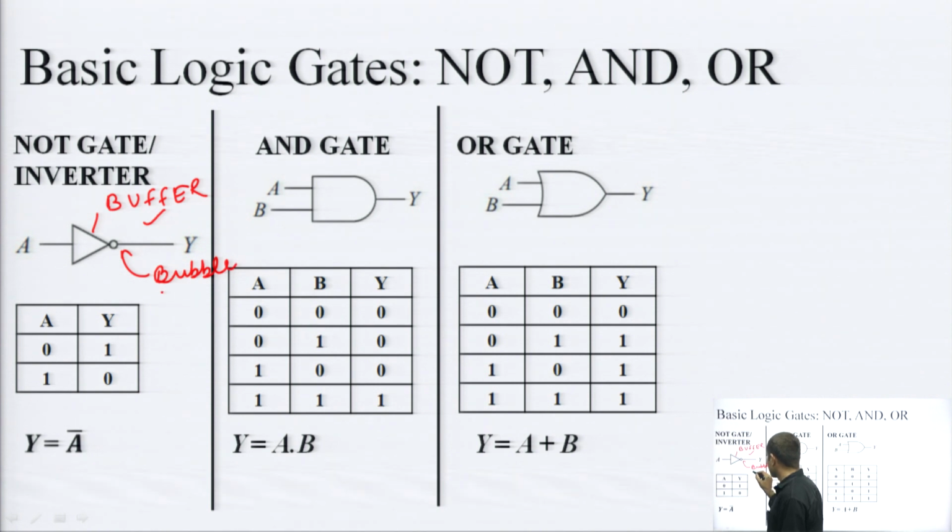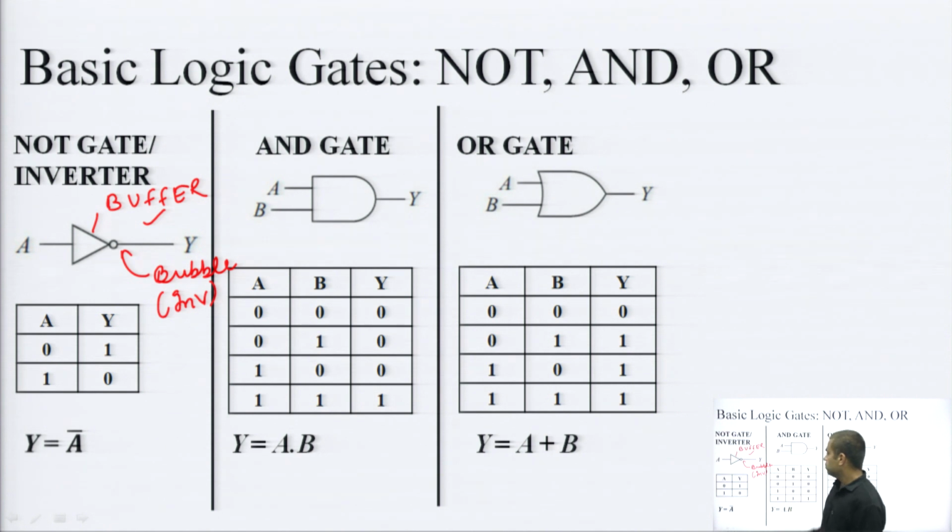This bubble is responsible for inversion. So, this inversion will be done by this bubble, and this triangle is responsible for holding that value, that is the buffer action. So, this is the truth table for a NOT gate. If I apply a 0 at the input, I will get 1. If I apply 1 at the input, I will get a 0 at the output. That means, the output is getting the complemented version of the input, that means, y is equal to A bar.